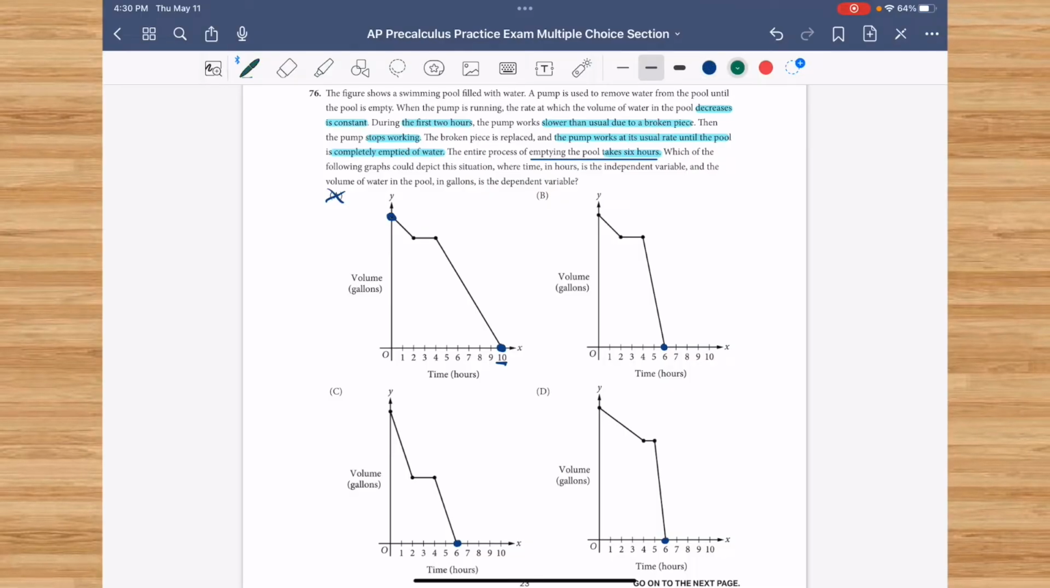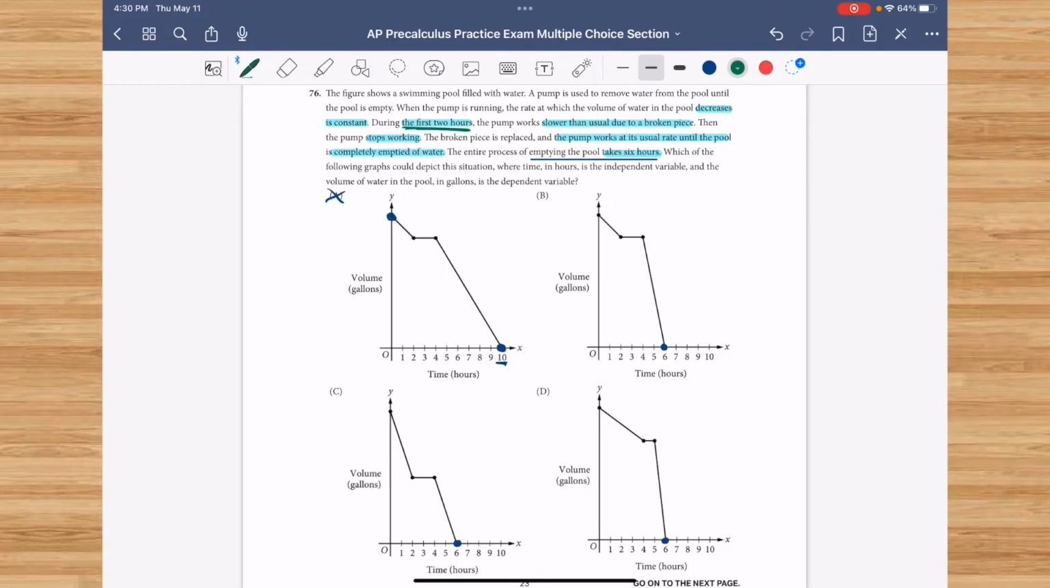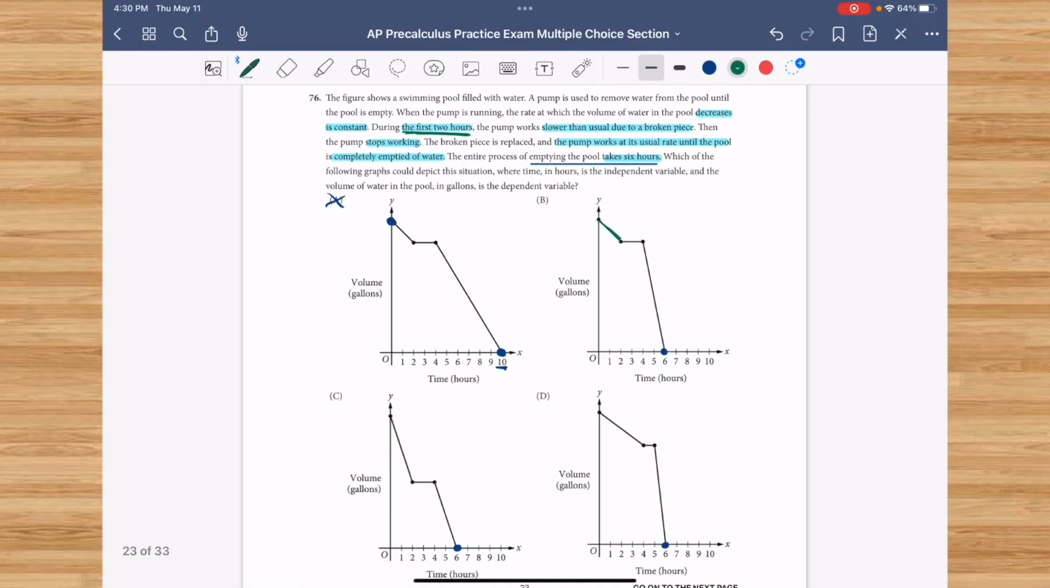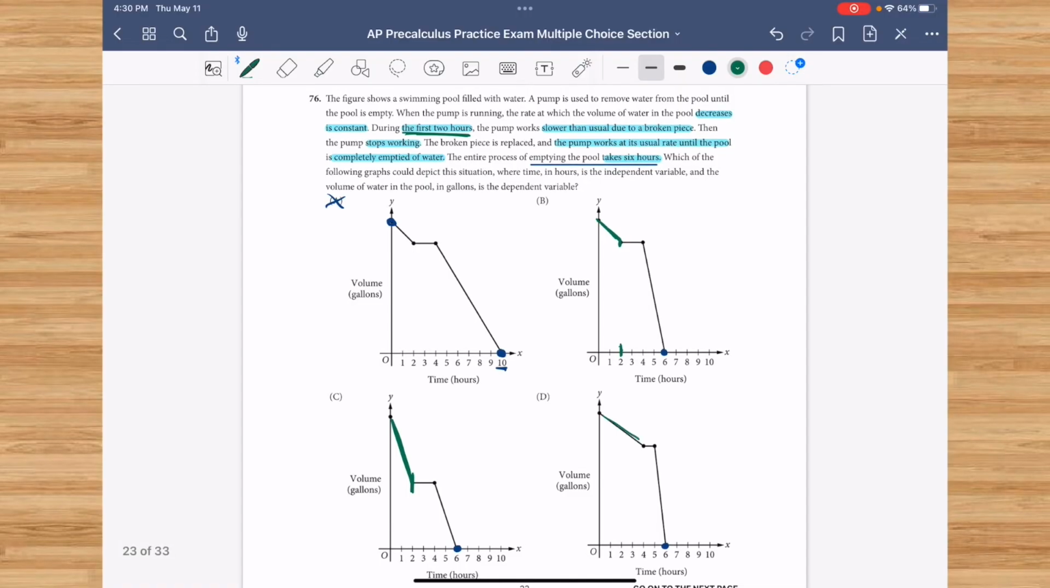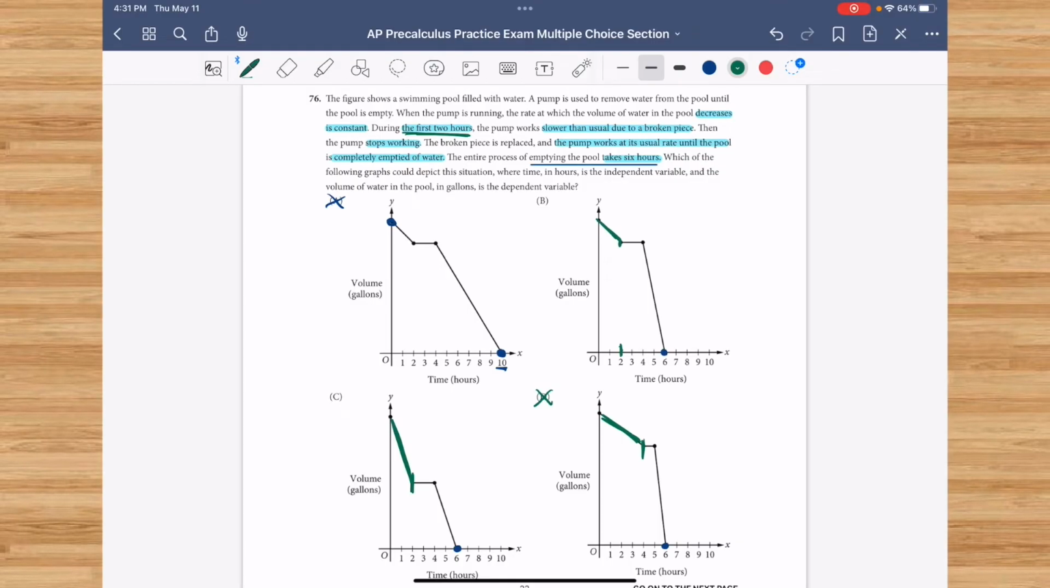Let's take a look at another piece of information. We know that we are decreasing at a constant rate, and during the first 2 hours, we are working slower than usual. So I have a change happening at 2 hours. So this right here is from 0 to 2, so that works. C also, we have some 0 to 2 happening here. We're decreasing in volume. But graph D actually has some decreasing going from 0 to 4. So this is going to eliminate graph D because that is going longer than just the first 2 hours. That's the first 4 hours.